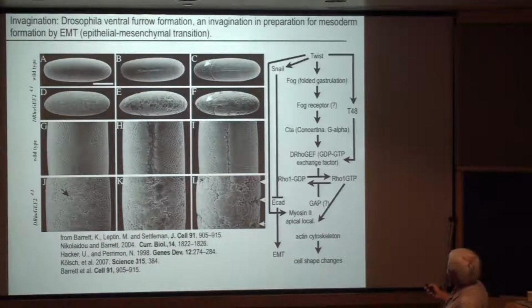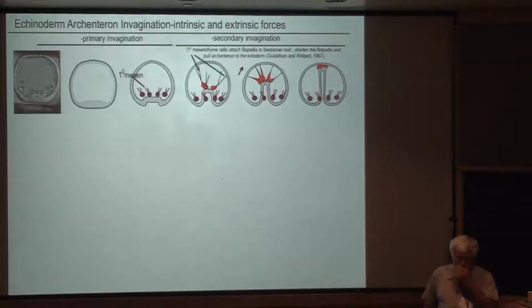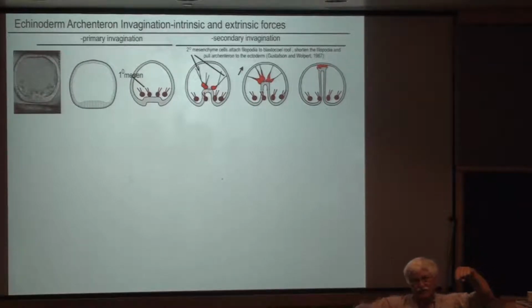Snail turns on twist, twist turns on snail, and it represses E-cadherin, which causes these cells eventually to de-adhere and crawl away. So there's a lot to that. I'll just add one more thing. That cascade from twist down, and then snail the other way.